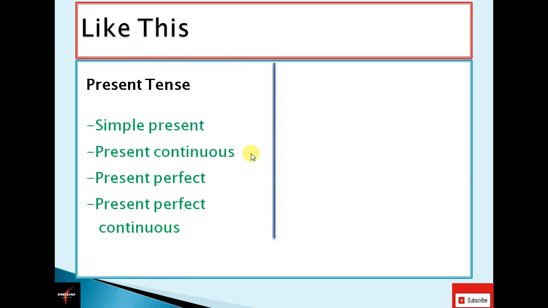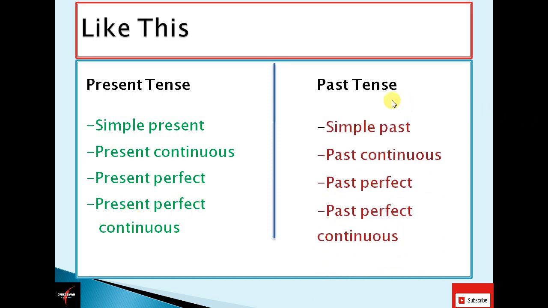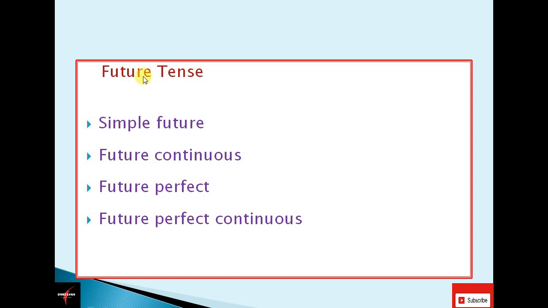Like this. So present tense, we have simple present, present continuous, present perfect, and present perfect continuous. For past tense, again we have simple past, past continuous, past perfect, and past perfect continuous. In the same manner, we have future tense, so simple future, future continuous, future perfect, and future perfect continuous.